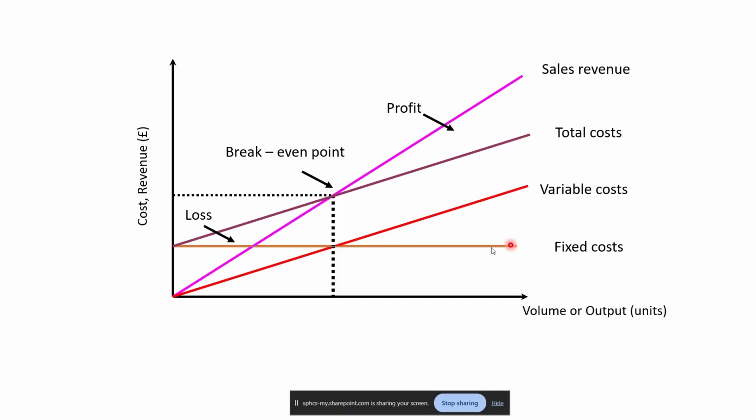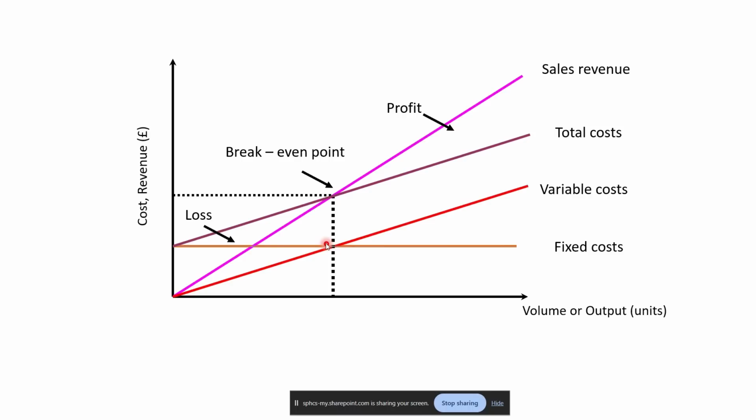My fixed costs don't change regardless of output. So these are the same. Along this axis here, we've got output. And this is saying it doesn't matter what the output is, my fixed costs are always the same because fixed costs do not change with output, at least in the short term.